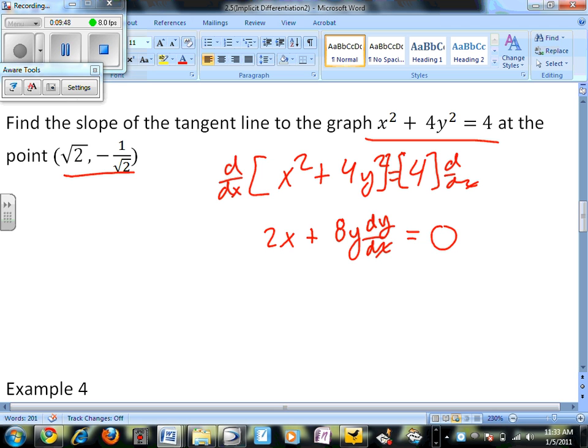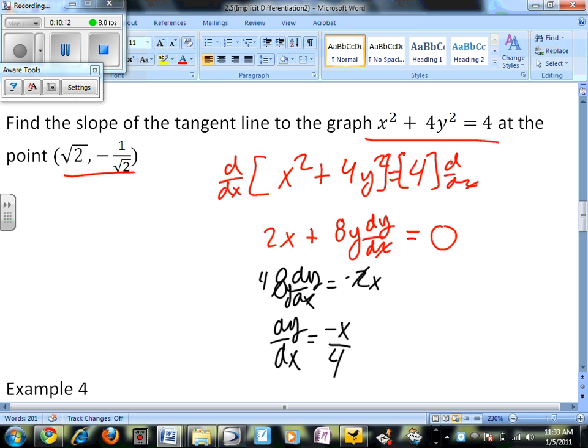Our guidelines told us then to get dy/dx by itself. Sorry, this should be an 8y. Okay. Divide by an 8y to get my dy/dx by itself. And when we divide by an 8y, it's going to cancel out. It's going to become a 4. So I have a negative x all over 4.